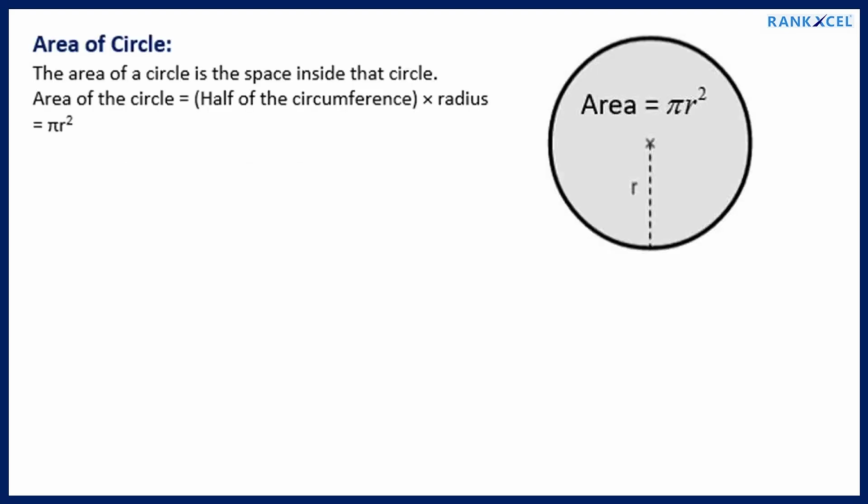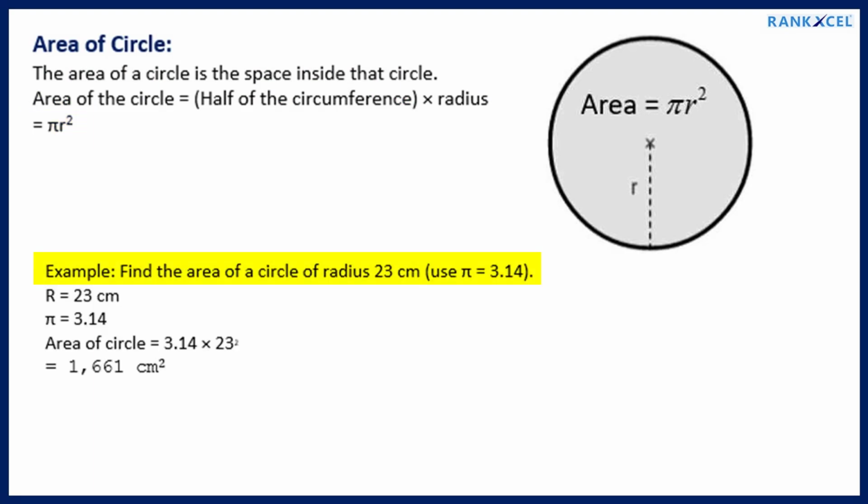Area of circle. The area of a circle is the space inside that circle. Area of the circle equals half of the circumference times radius equals pi r square. Example, find the area of a circle of radius 23 centimeters, use pi equals 3.14. R equals 23 centimeters, pi equals 3.14, area of circle equals 3.14 times 23 square equals 1661 centimeters square.